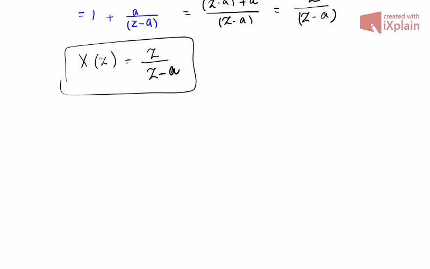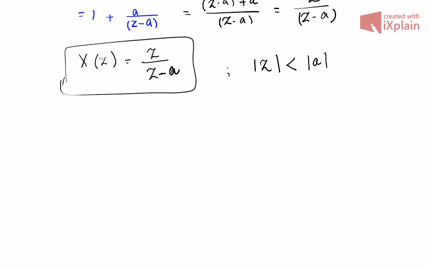Now this is the z transform of the discrete time sequence minus a raised to the power n u of minus n minus 1, with the condition that the absolute value of z is less than the absolute value of a, as I explained earlier. Now you can find the region of convergence.